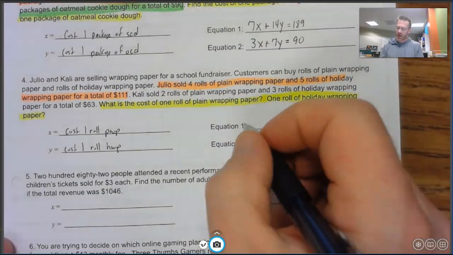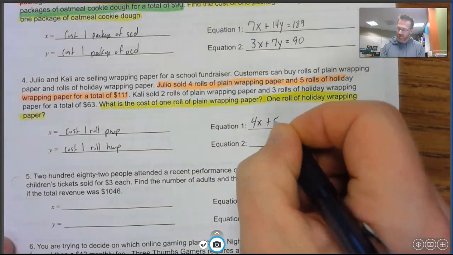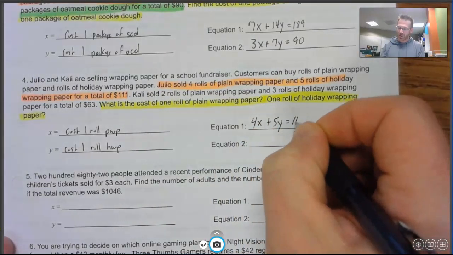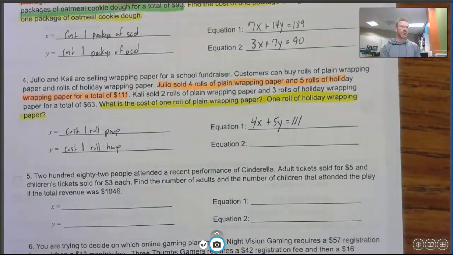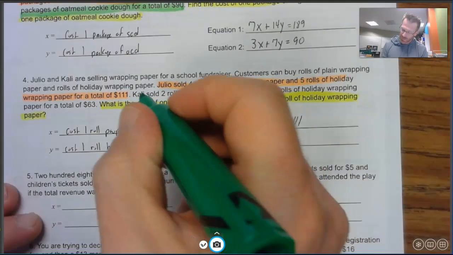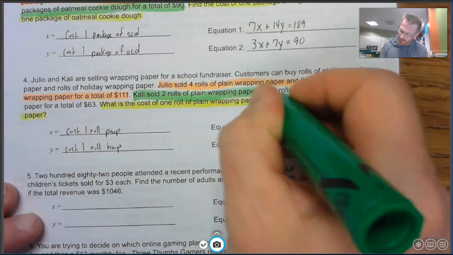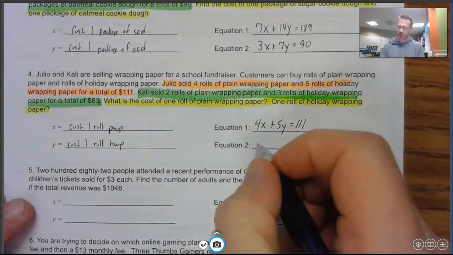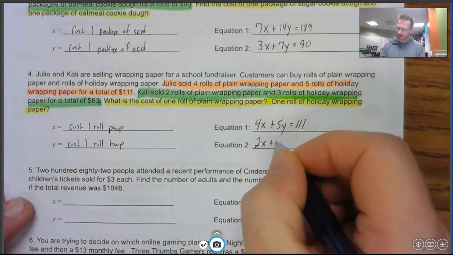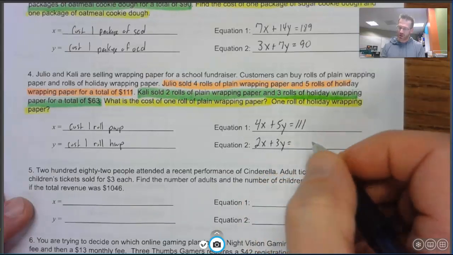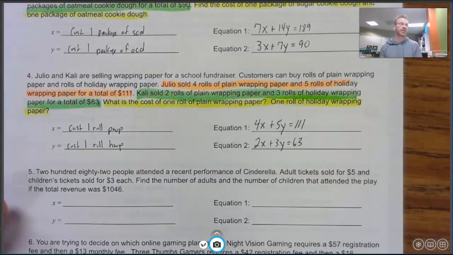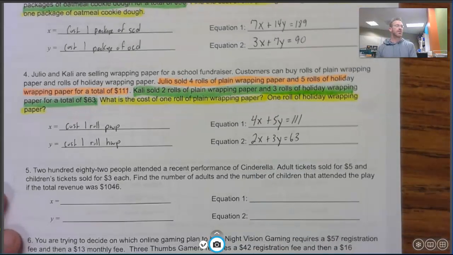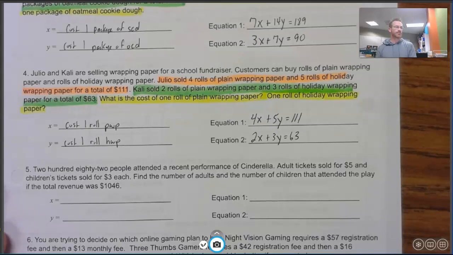So 4 rows of plain wrapping paper plus 5 rows of holiday wrapping paper equals $111. There's our equation, all right? Now let's look at what Kaylee did. Kaylee sold 2 rows of plain wrapping paper and 3 rows of holiday wrapping paper for a total of $63. All right, and so there's that. We can see that those generate our equations.